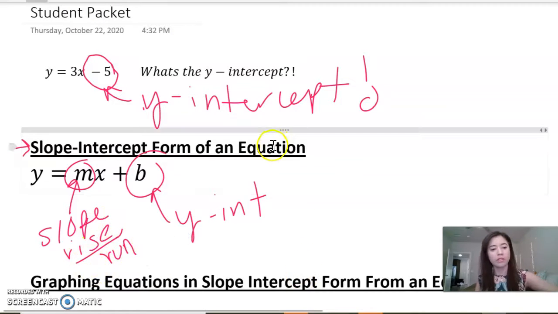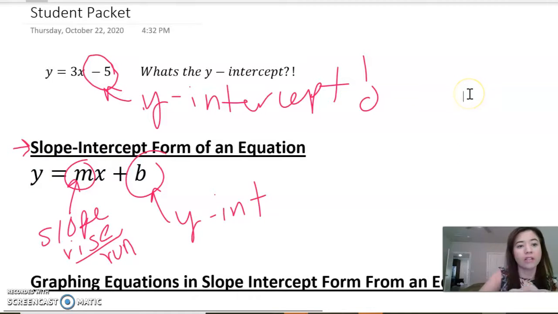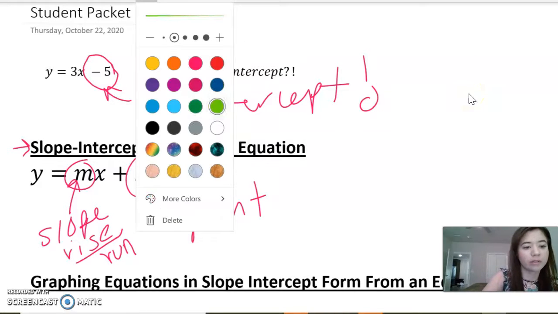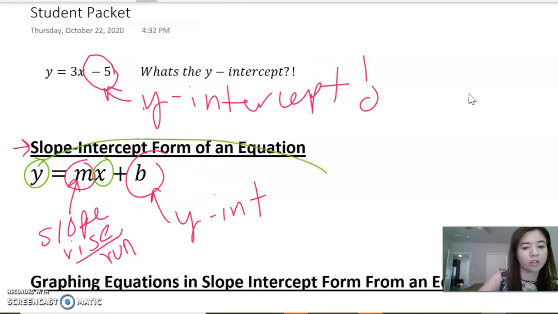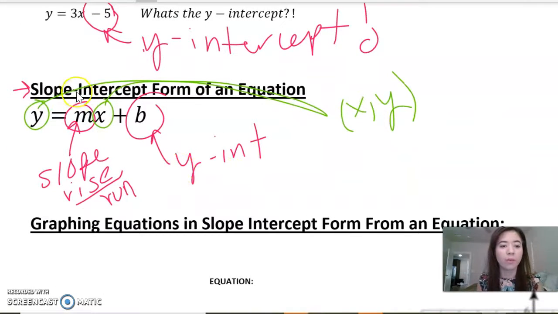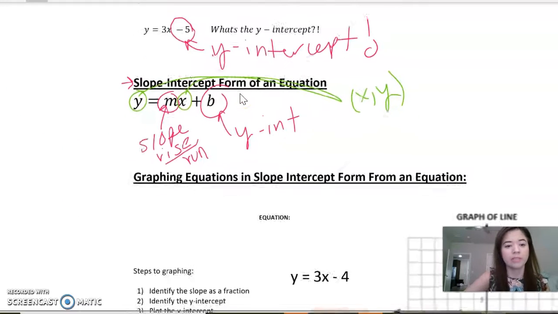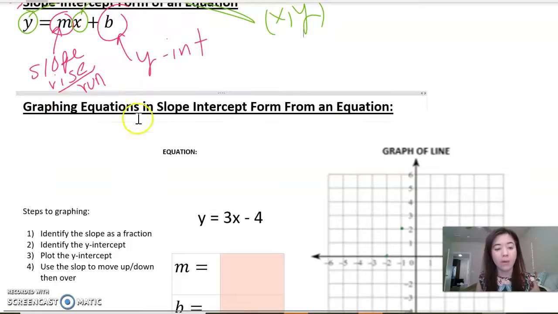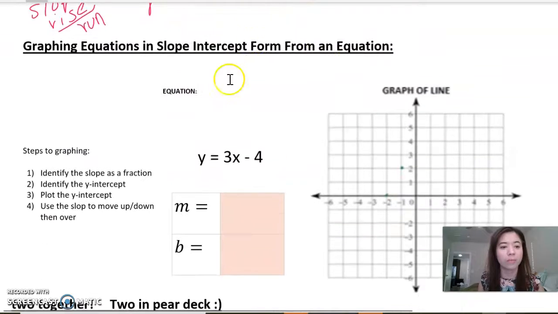Okay, so now you know the two parts of the y-intercept equation. Now, the other thing you see here is the x and the y. What the x and the y represent, let me do this in a different color, is just an xy ordered pair. So that just represents some point that is on your line, okay? The ones that we're going to focus on today are the M and the B. That is what you need to be able to graph the line. So graphing equations in slope-intercept form.